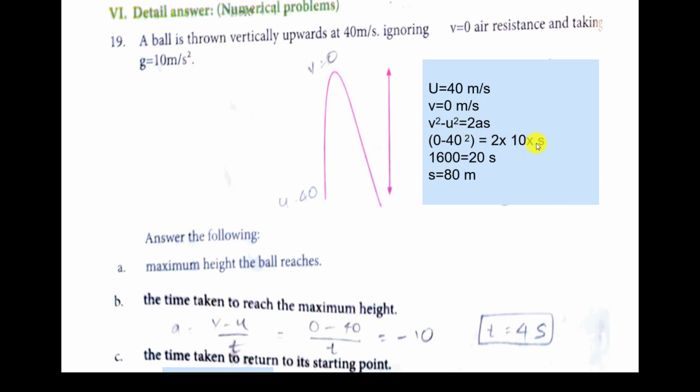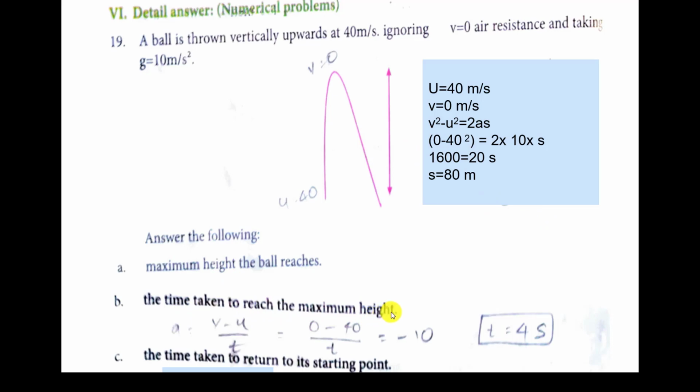Substitute a as 10 and s as it is. s is nothing but the height. If you multiply 40 into 40, 1600, and 2 into 10, 20, then you strike out all those things, and s is equal to 80 meter. That is the height. The maximum height that the ball reaches is 80 meter.